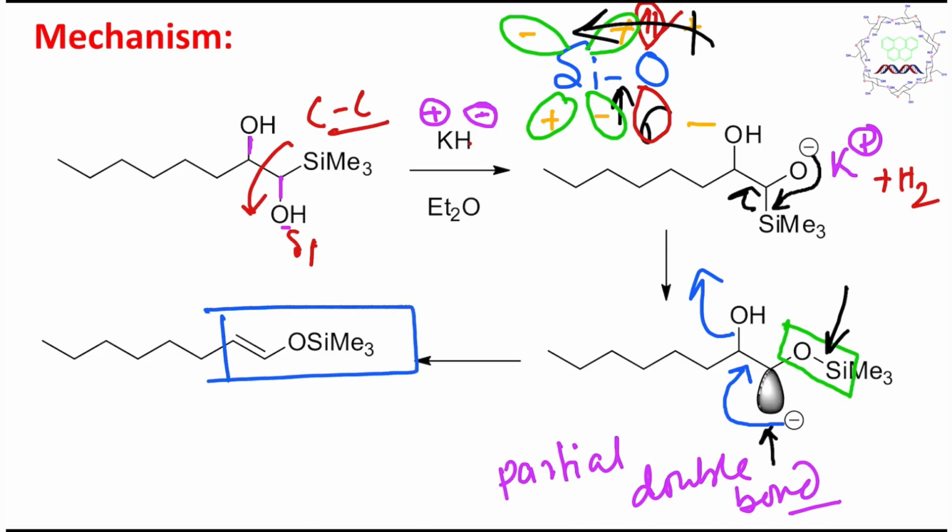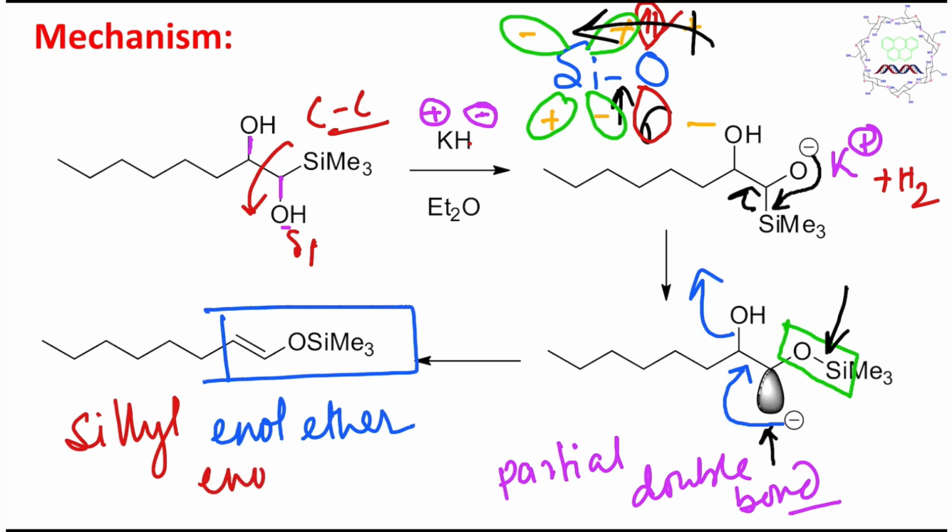So in short, what is obtained? This part is called a silyl enol ether. Sometimes this is also called an enolate. By the way, I have already discussed silyl enol ethers and enolates in dedicated lectures.